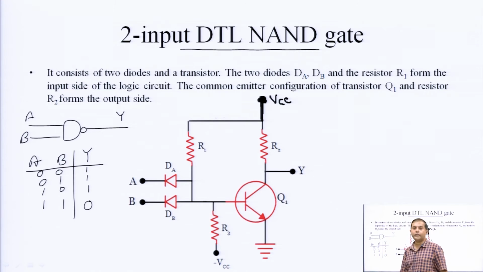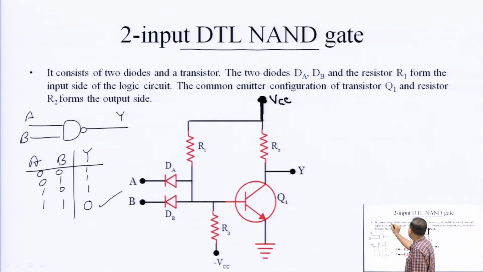So, when both the inputs are high, the output is low, and in the rest of the cases we are getting output as high. So, this is NAND gate logic. Now, we are going to implement this NAND gate using a DTL circuit. So, let us start.